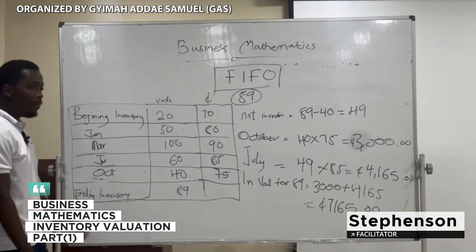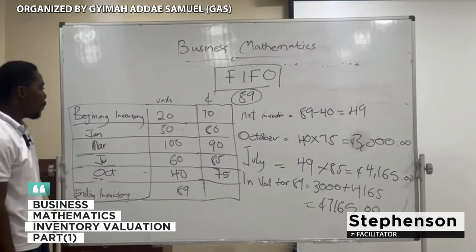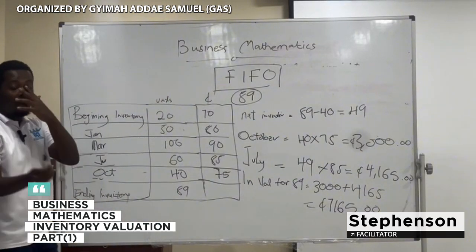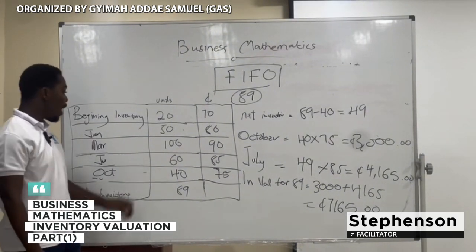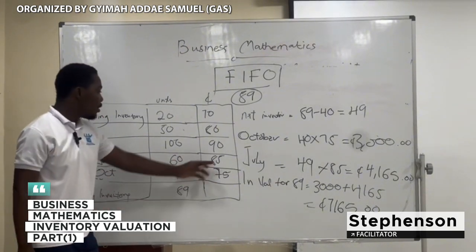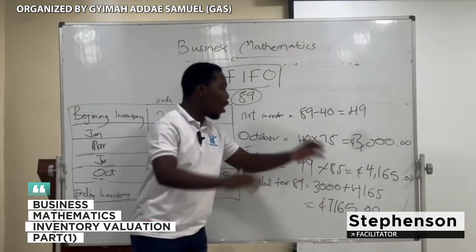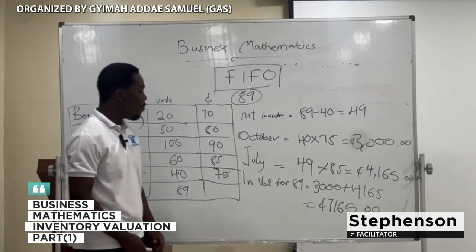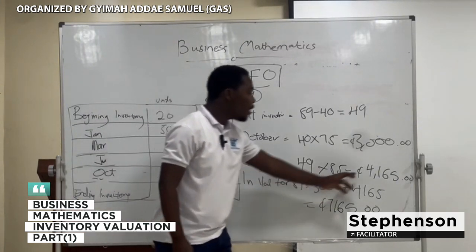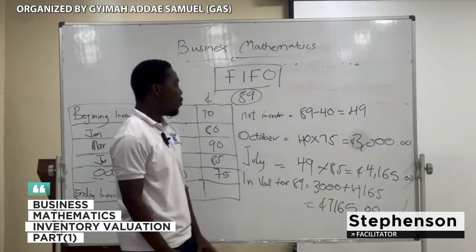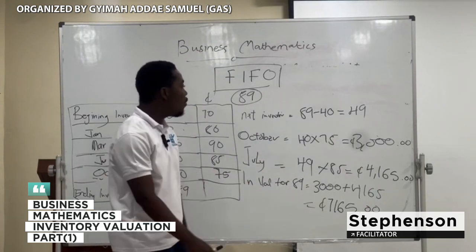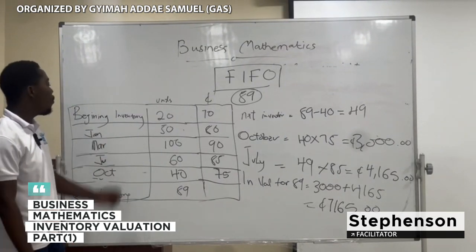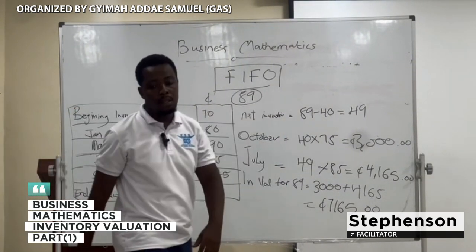Then we move on to the next or preceding month, which is July. July will only take 49 of our inventory because our inventory is left with only 49. So 49 each will cost 85. So 49 times 85 will give you our total valuation for the 49. That's 4,165. Then we add them to get our total inventory valuation for the 89 units of our products. Okay, so now let's move on to the next method.